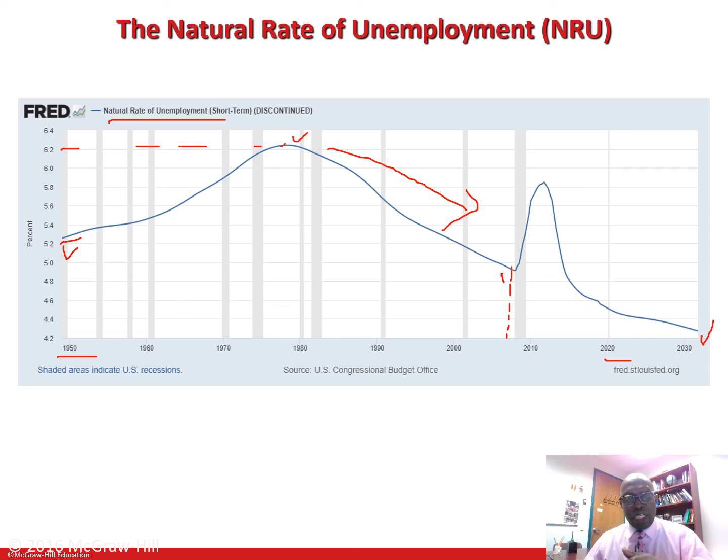We can see that from 2007 all the way to 2012, unemployment went up from 5% all the way up to 5.8%. And then after that, it fell, and the forecast is that it is supposed to fall all the way to 4.2% until 2035. Again, the shaded areas are periods of recession.